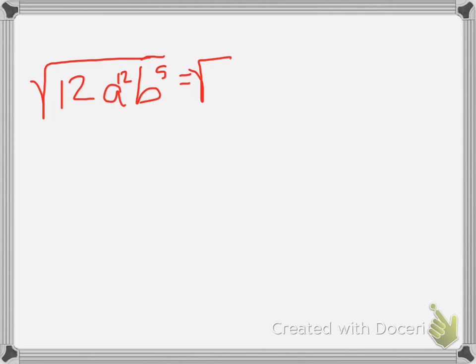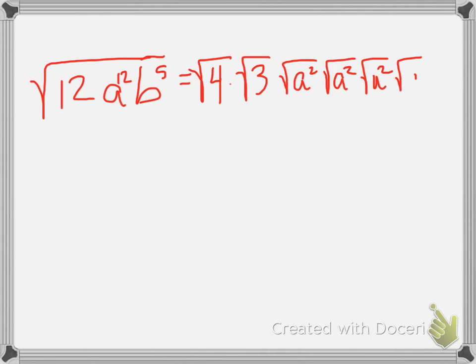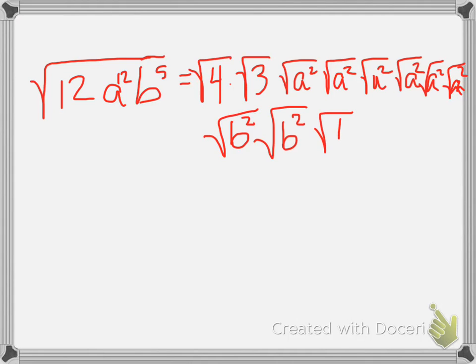So I'm going to write these all separate. I've got 4 times the square root of 3. A to the 12th, I'm going to put those into sets of twos. There's 2, 4, 6, 8, 10, and 12. And I'm going to write b to the 5th in terms of 2. So that's 2, 4, and then I've got 1 left over.